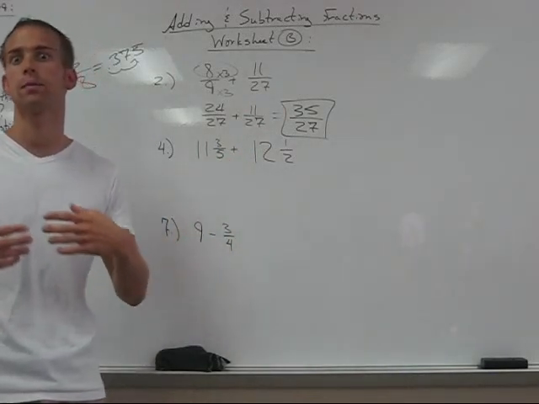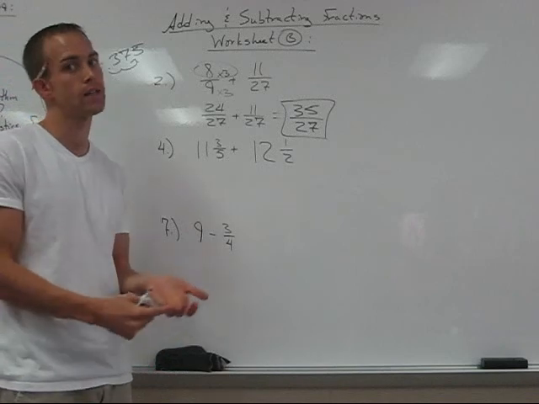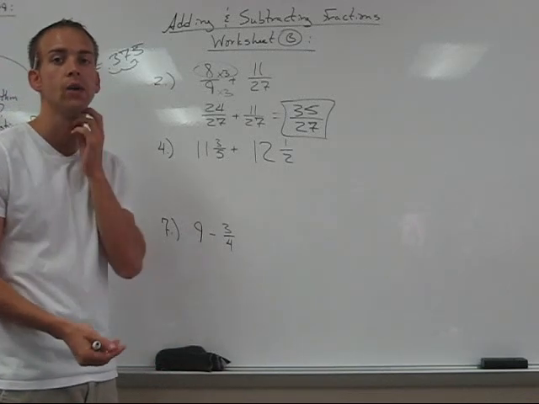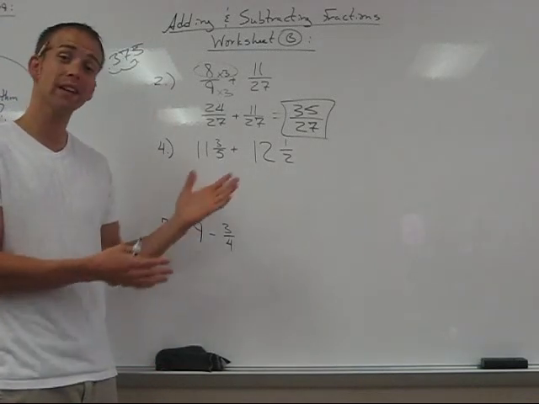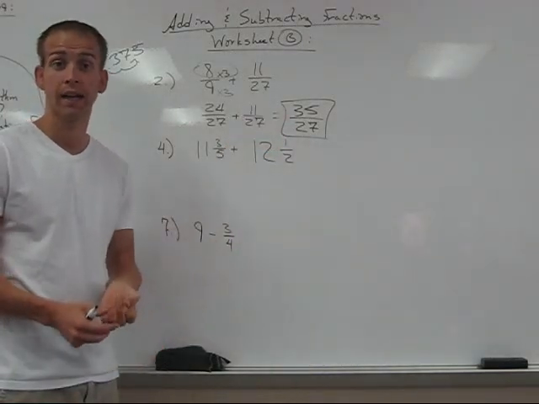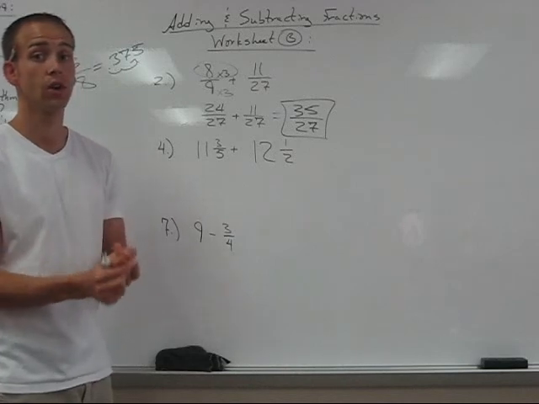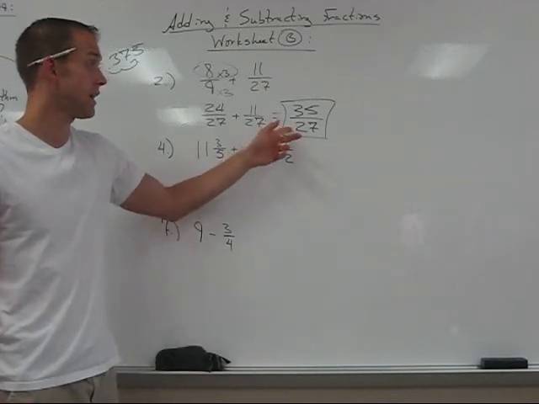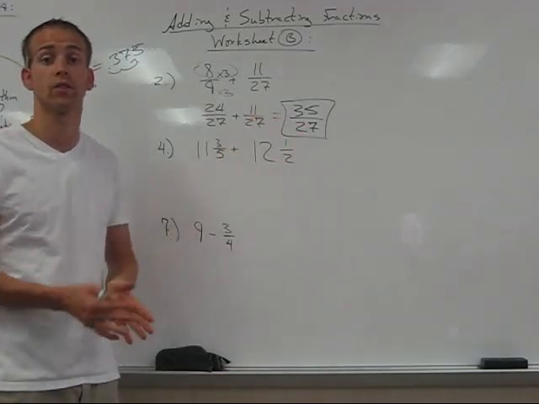We could go about this by creating a factor tree for 27 and a factor tree for 35. What you're going to discover is that they don't really have any common factors. 35's factors are 1 and 35, and 5 and 7. None of those, except for 1, go into 27, because the other factors of 27 are 3 and 9.